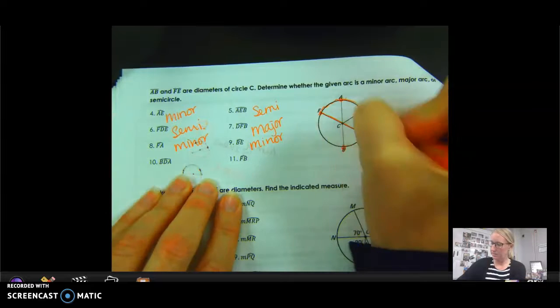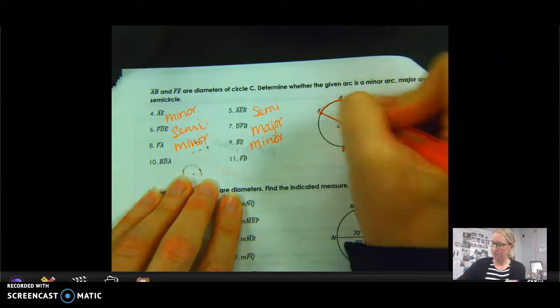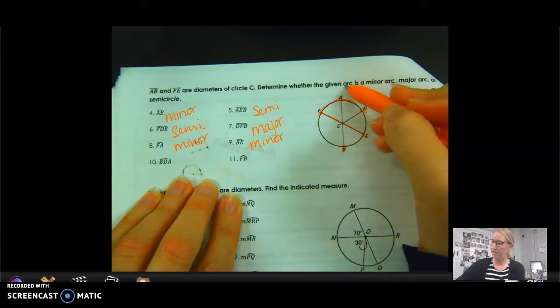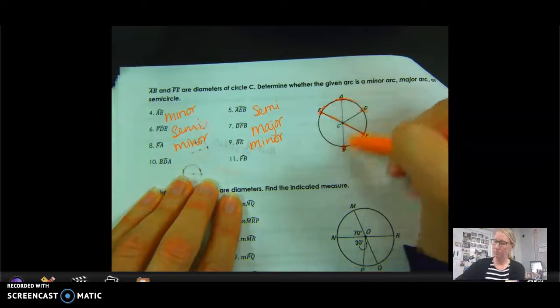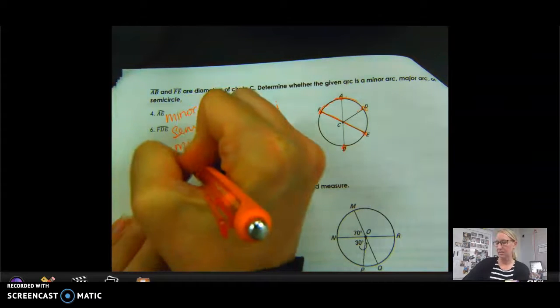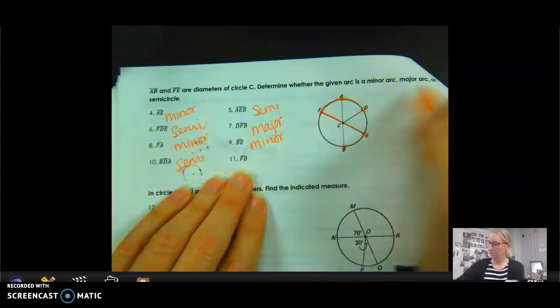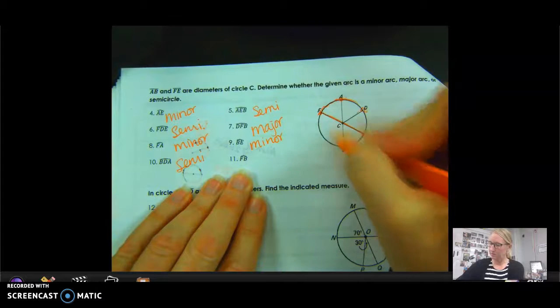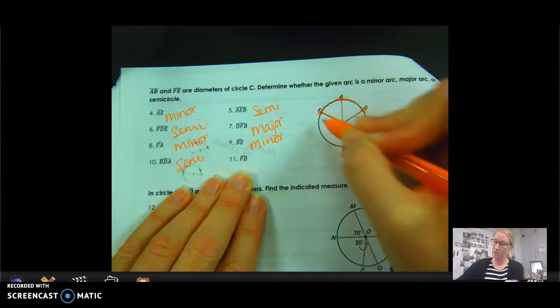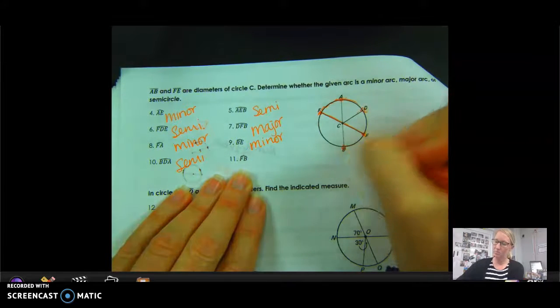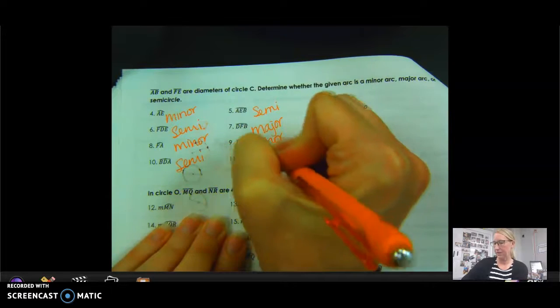B to D to A, again I'm going around this way because I have to hit D before A, and that goes endpoint to endpoint on that diameter, so that is a semicircle. And then last one is F to B. It would go this way because I am not doing a major arc because it would have told me 3 letters, so it must be a minor arc, so it would be this guy, so that's minor.